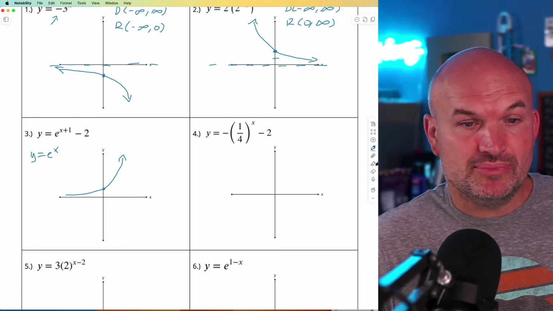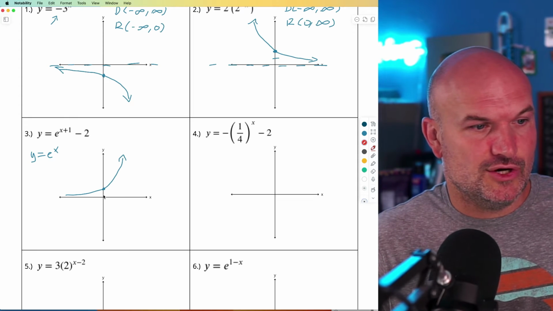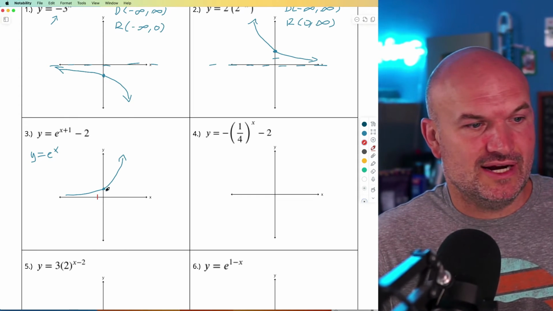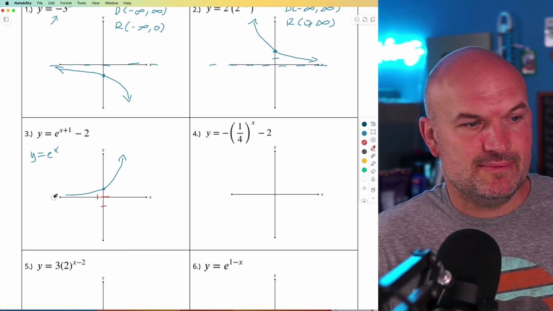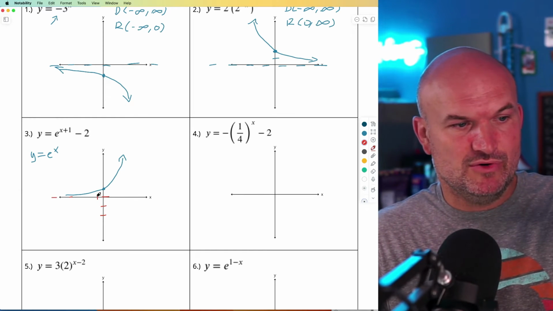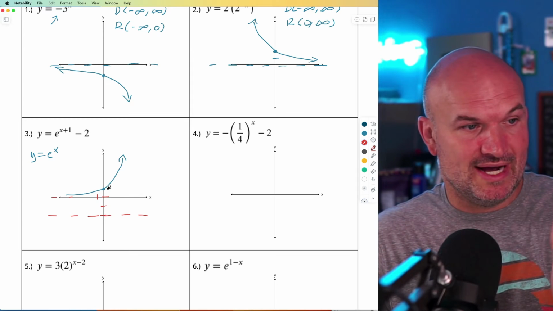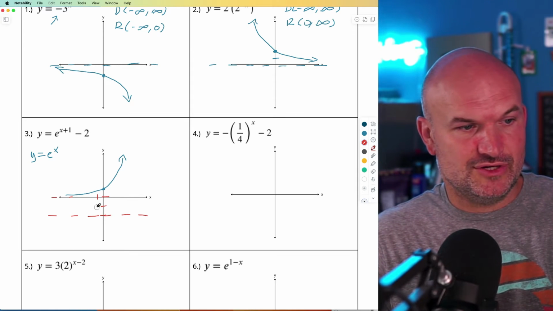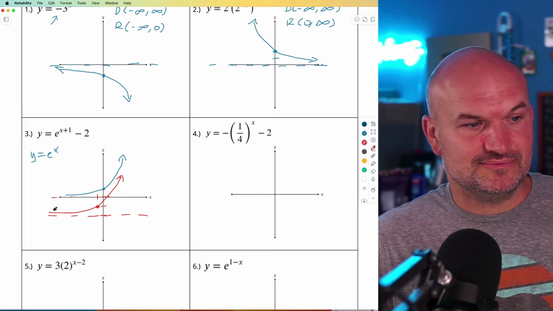However, now we need to apply our transformations. So what I'm going to do is just use this as red. I'm going to go left 1, and then from here I need to go down 2. What's also important is that moving down 2 is going to move my horizontal asymptote, right? Originally it was at 0, now it's moving down 2, so I'm going to have a horizontal asymptote right here, but my new y-intercept is left 1, down 2, which is going to be right there. So my graph is going to look something like that.